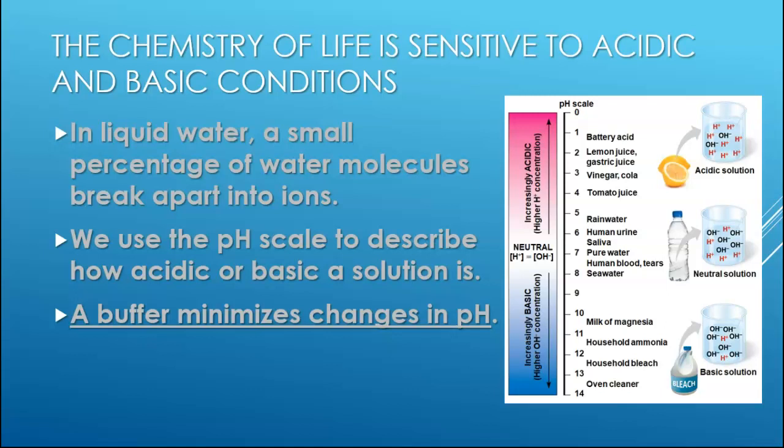We use the pH scale to describe how acidic or basic a solution is based on the concentration of hydrogen ions within the solution. A buffer helps minimize changes in pH. So in a solution that has a lot of hydrogen ions, like you have with battery acid, lemon juice, and things like that, you have a high concentration of hydrogen ions, and that makes the solution acidic. The more hydrogen ions you have in the solution, the more acidic it is.